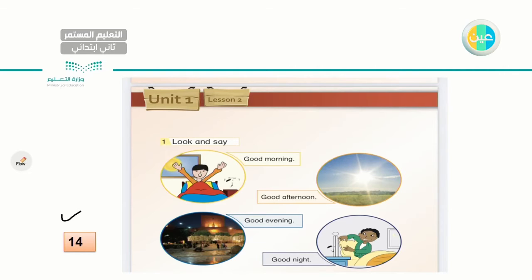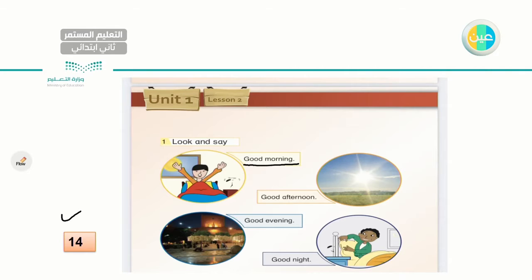I have 4 pictures here with 4 different phrases. I need you to look at the picture and let's read the sentence together. First one, the boy is just waking up, so most probably he will greet by saying, good morning. Repeat after me, please. Good morning. Good morning. One last time. Good morning. Very good. Now, let's go to the next one.